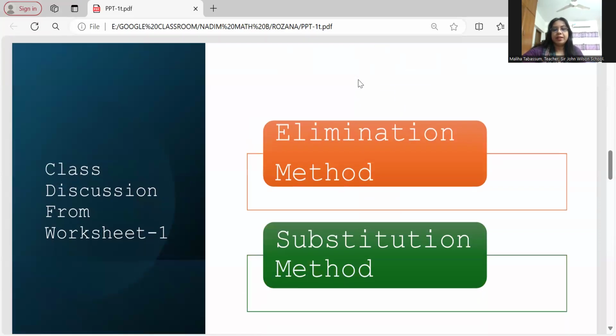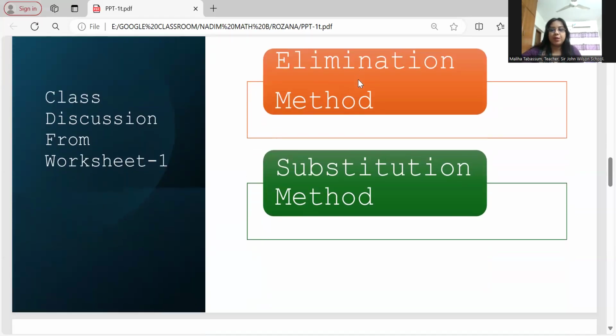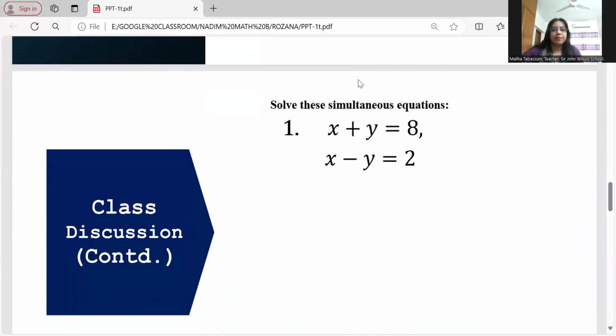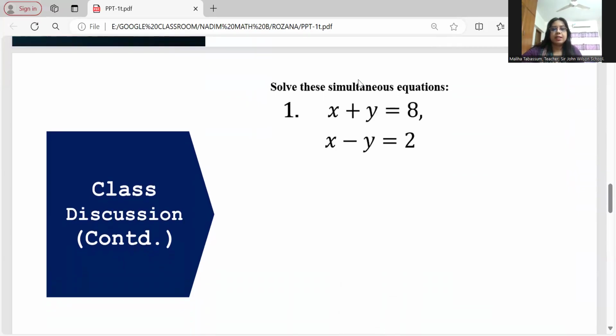As I said earlier, we will discuss two methods: one is the elimination method, another is the substitution method. Another point I want to mention is that while we solve simultaneous non-linear equations, which are given in our book in chapter 1, mostly we will use the substitution method. But here I will discuss both methods.